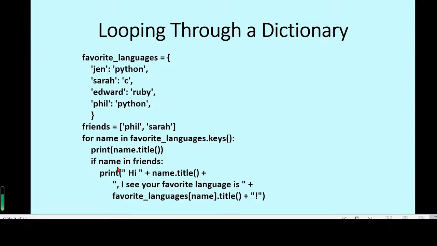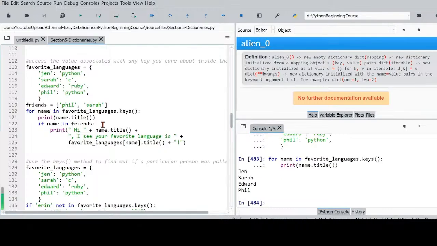Next, we write an if conditional test. So if this name is in friends, which is this list. So if one of these keys is in this list, then we will print another message: Hi, the name in title form, and a message, I see your favorite language is, the value for that key, which is the language in title form. So we show this.